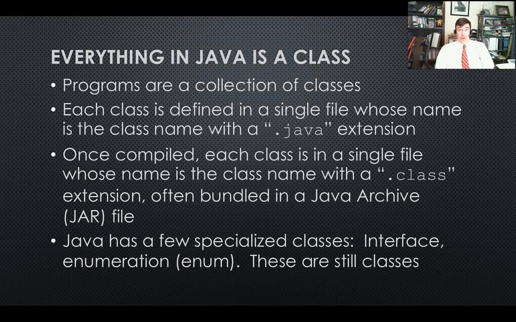Once you compile that class, you create the bytecode representation of it, and the bytecode will have the same base name as the class, but it'll have a .class extension. So my robot class will be robot.class. Oftentimes, a whole family of related classes will get bundled into an archive file called a jar. Jar is nothing more than a Java archive. It's an acronym. Java has a few specialized types of classes. There's interfaces, there's enumerations, which are declared as enum. Enum is an abbreviation for enumeration, but they're still classes. Everything in Java is a class.